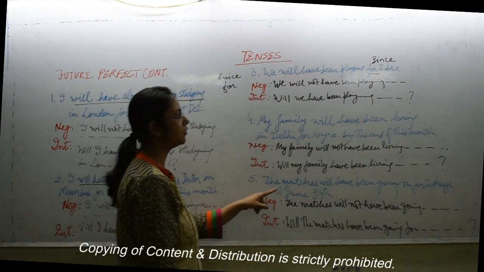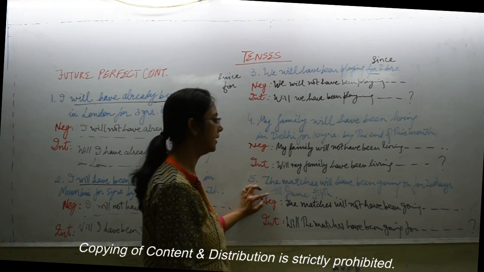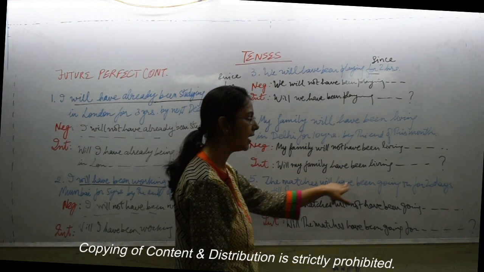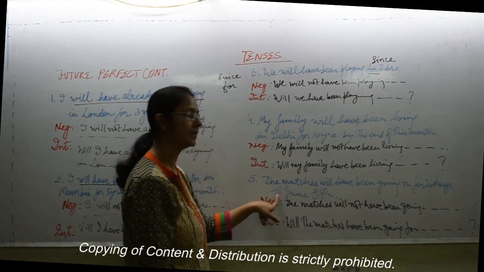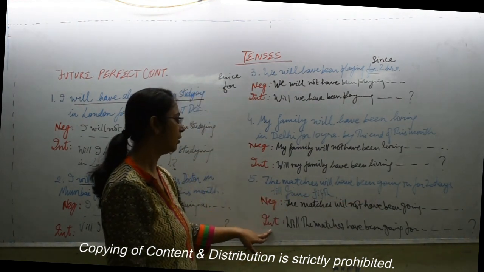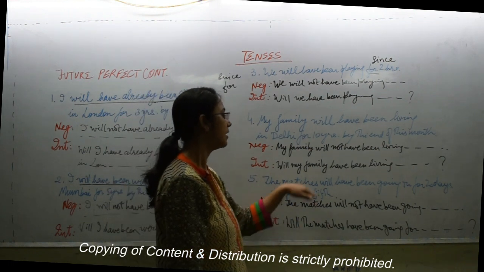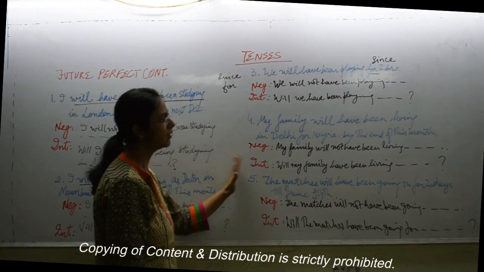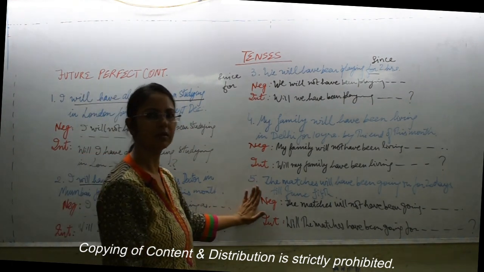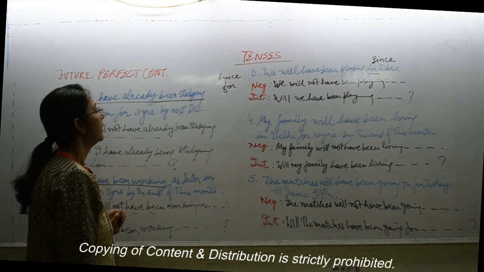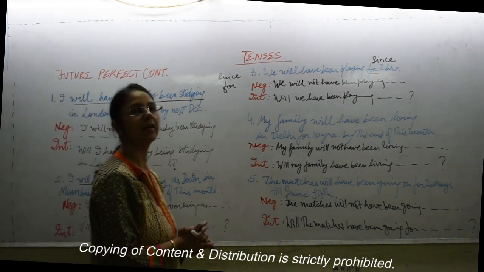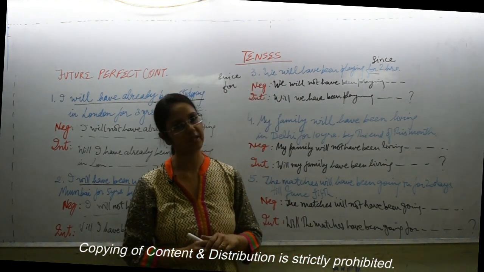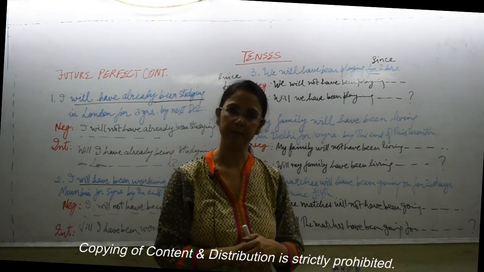Next, the matches will have been going on for 20 days till June 5th. So, negative, the matches will not have been going on for 20 days till June 5th. And the interrogative, will the matches have been going on for 20 days till June 5th. So, this is how you just have to copy it out, each and everything. Now, this completes our future perfect continuous tenses. So, now let's move on to fill up the blanks with its form.